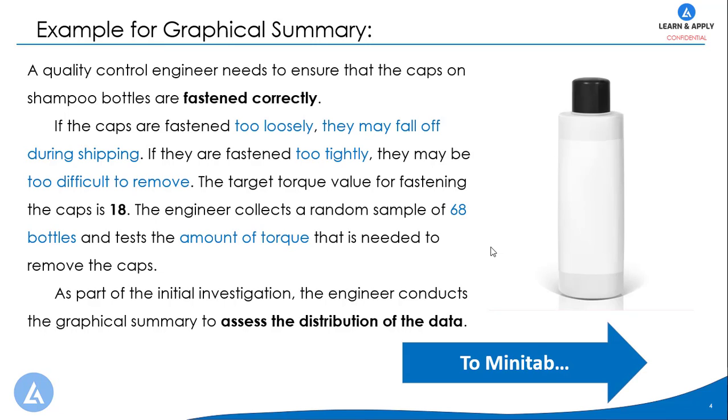The engineer collects a random sample of 68 bottles and tests the amount of torque that is needed to remove the caps. As a part of initial investigation, the engineer conducts the graphical summary to assess the distribution of data. By looking at the graphical summary, we can see how much torque is needed to remove the caps. So let's perform this analysis in Minitab.